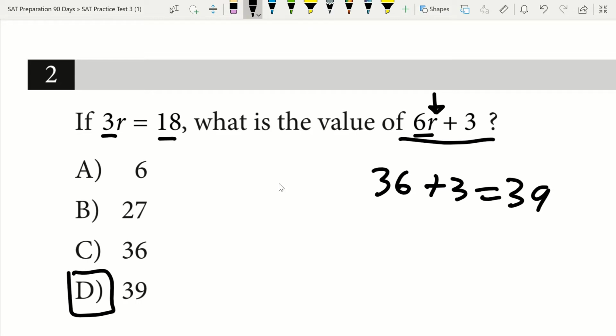That takes a lot less time than if you divide each side by 3 and solve for r and then plug r in. So that's one tip you can use to save time on the SAT math section.